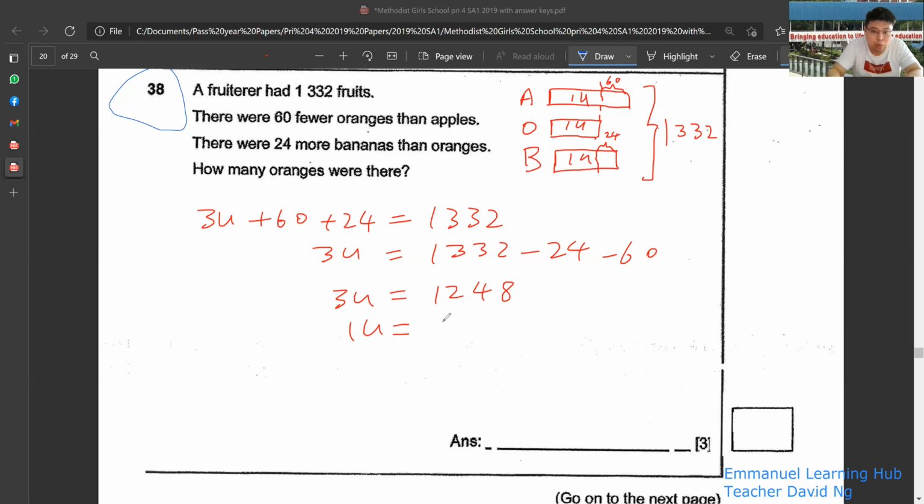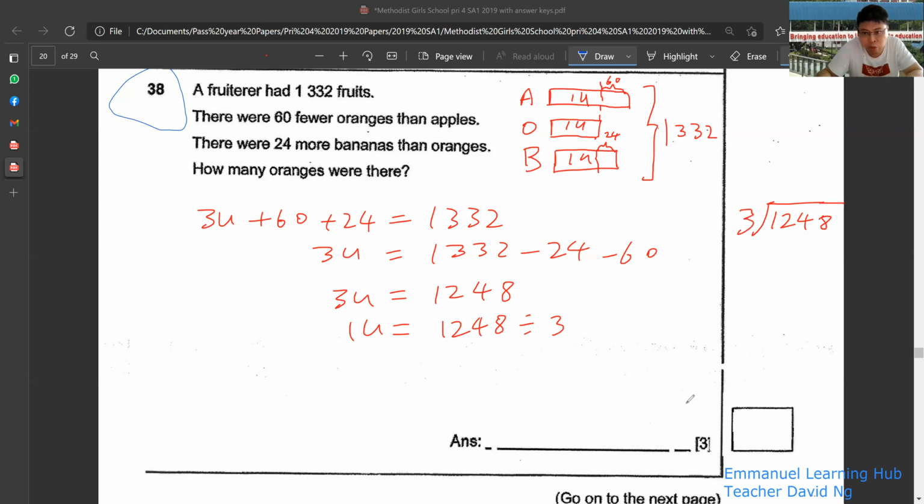1 unit equal to what? 1248 divided by 3. Understand? You know why 1248 divided by 3? Yes, this concept. So 1248 divided by 3. You can do like that.